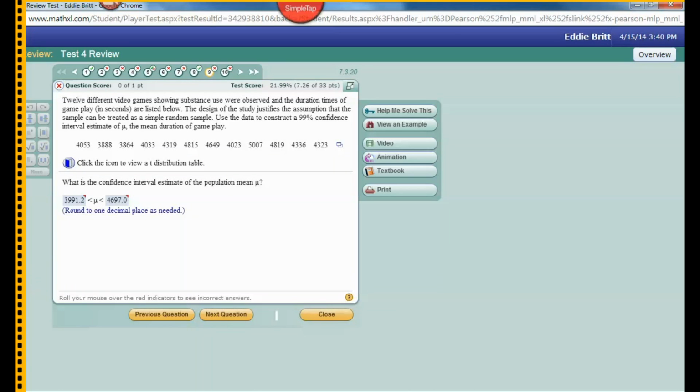12 different video games showing substance use were observed, and the duration times of gameplay in seconds are listed below. The design of the study justifies the assumption that the sample can be treated as a simple random sample. Use the data to construct a 99% confidence interval estimate of mu, the mean duration of gameplay. All right, so this is a t-distribution. We weren't given any kind of population values, the things we would need for this to be a z-distribution.